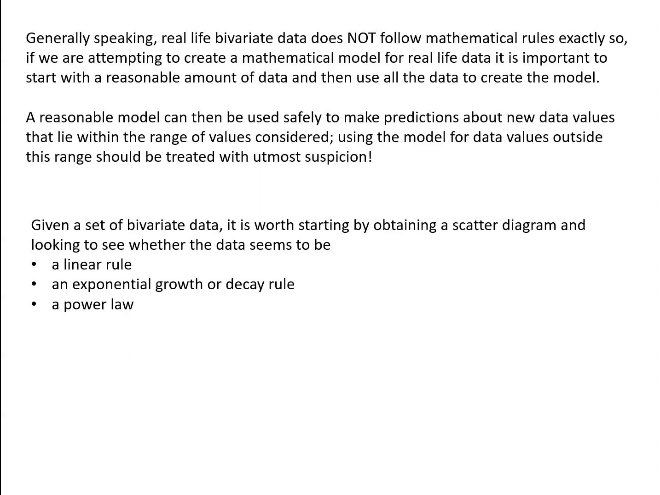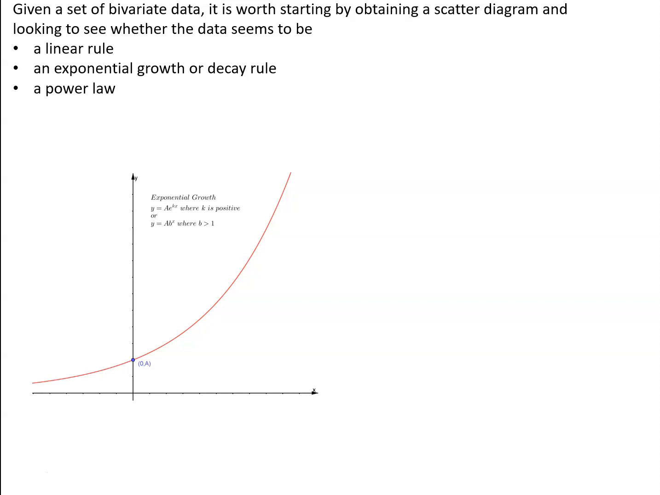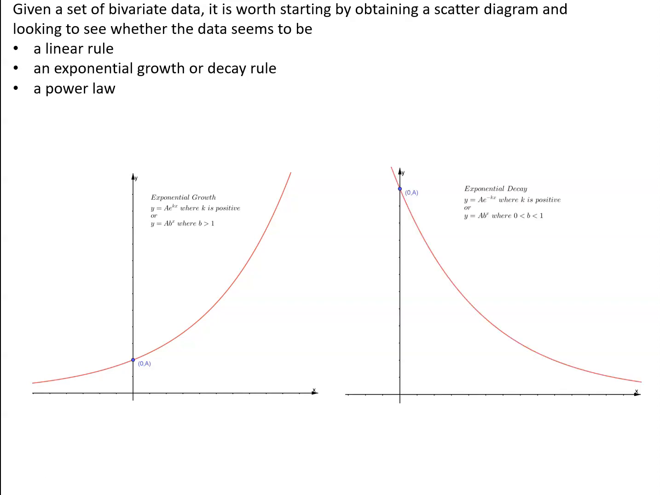In the previous videos we've looked at exponential growth and decay rules. So an exponential growth curve looks something like this. It's growing rapidly. It's got a formula of the form y equals ae to the kx, where k is positive, or we could write the formula in the form y equals ab to the power x, where b is greater than 1. An exponential decay curve has a similar formula to the previous one, but clearly decays rather than grows, and it's got formulae y equals ae to the minus kx, where k is positive, or y equals ab to the power x, where b lies between 0 and 1. So those are the typical exponential growth and exponential decay curves.